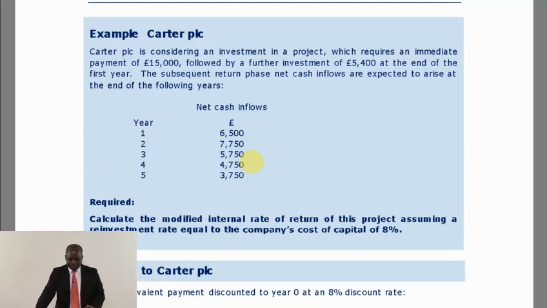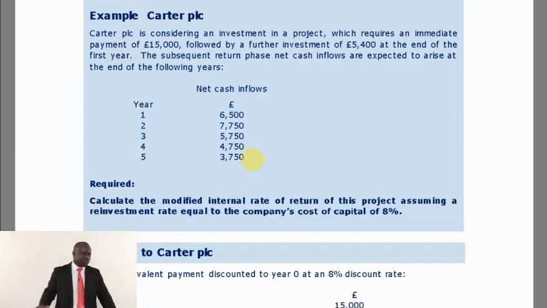Qatar PLC is considering an investment in a project which requires an immediate payment of $15,000 followed by a further investment of $5,400 at the end of the first year. The subsequent return phase net cash inflows are expected to arise at the end of the following years, year 1 up to year 5. Now be with me.